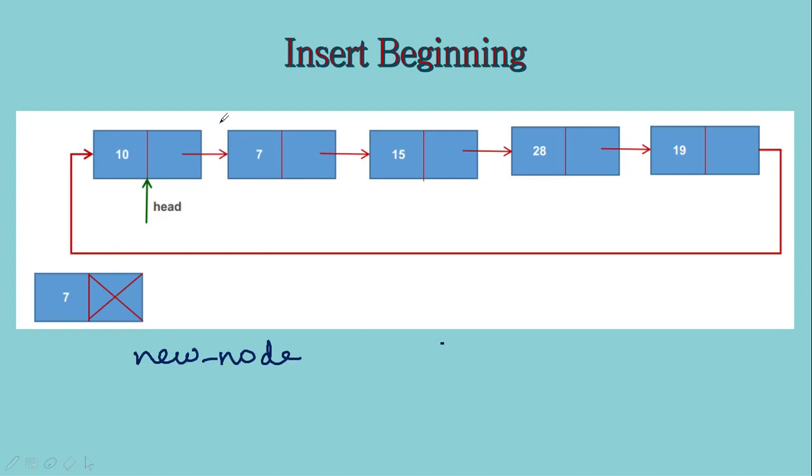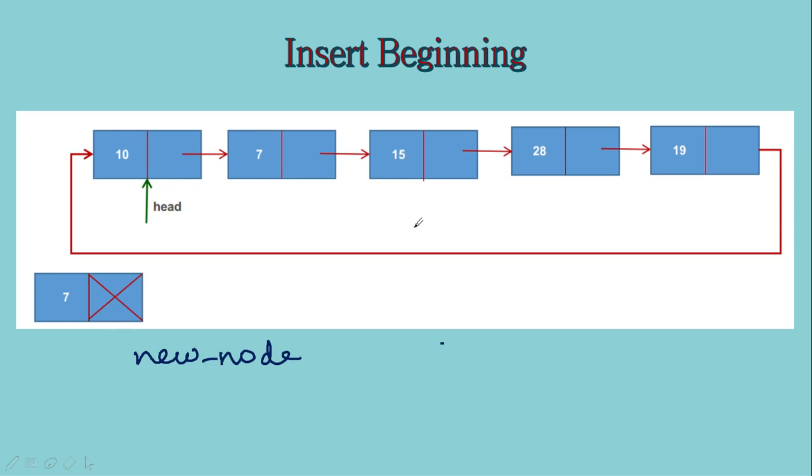Hi everybody, in this video we are going to discuss how to insert a node in a circular linked list at the beginning, right? So let us consider a circular linked list with 5 nodes like this, and this is the new node that has to be attached to this circular linked list.